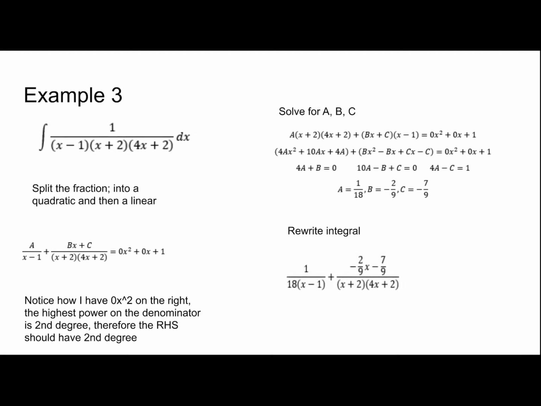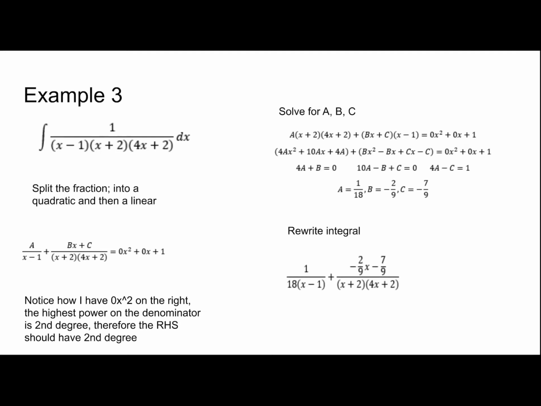That is 1 over 18 times x minus 1, plus negative 2 over 9x minus 7 over 9 over x plus 2 times 4x plus 2. So now we're not quite done. We're going to have to split up the fraction again. So now we have our quadratic expression as our second term. We're going to split it up into two linear fractions. Okay. So once again, this is just doing what we did in example 1 and 2.